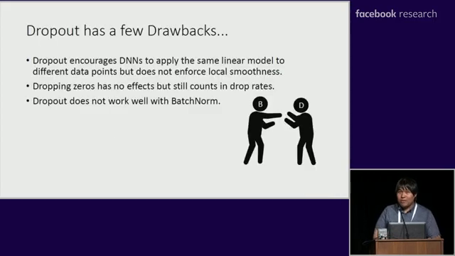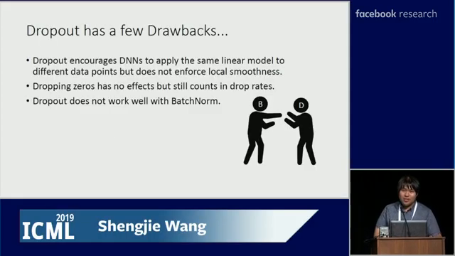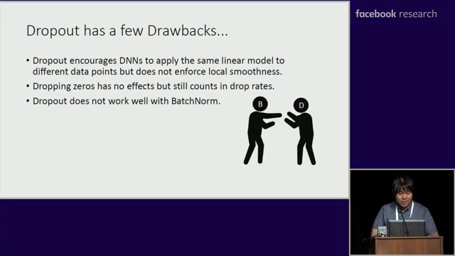Dropout is a very powerful regularization technique for training DNNs. However, it has a few drawbacks. Firstly, dropout encourages the DNN to apply the same linear model to different data points, but it does not enforce the local smoothness of the network prediction in an effective way. And secondly, for a ReLU network, dropping the non-active neurons is setting zeros to zeros, which has no effects at all, but is still counting the dropout rate.